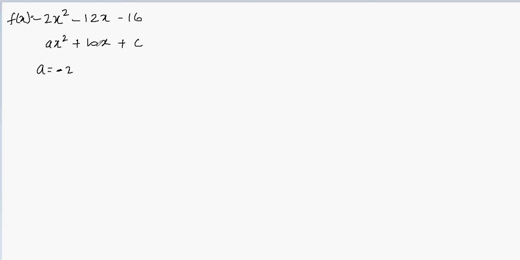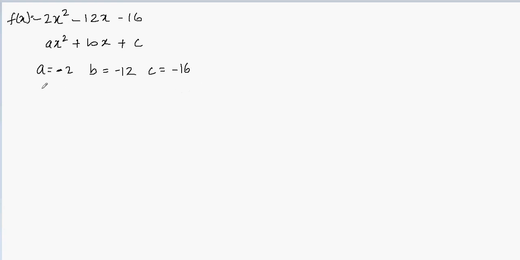B is the coefficient of x. In this case, the coefficient of x is negative 12. So we'll write here negative 12. And then c is the constant term. C, in this case, is negative 16 here. So we have got the values of a, b, and c.